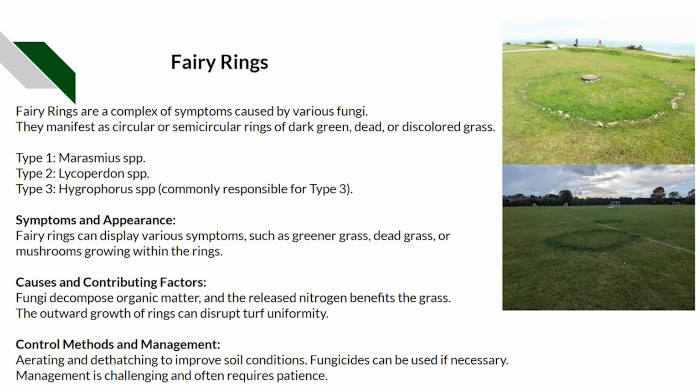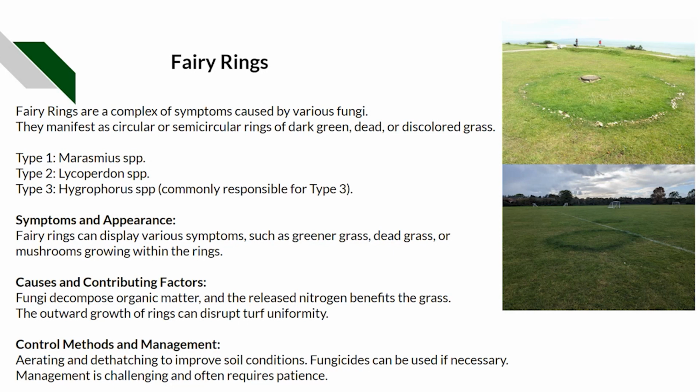Fairy rings are a complex of symptoms caused by various fungi. They manifest in circular and semicircular rings of dark green, dead, or discolored grass circles. There are three main types of fairy rings. We have type 1, Marasmius, type 2, Lycoperdon, and type 3, Hygrophorus. Symptoms and appearance of fairy rings: fairy rings can display various symptoms such as greener grass, dead grass, or mushrooms growing within those rings.